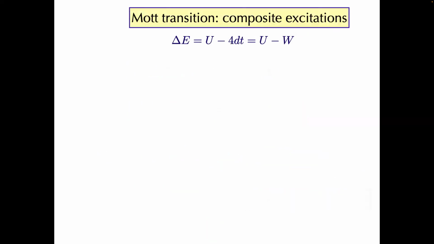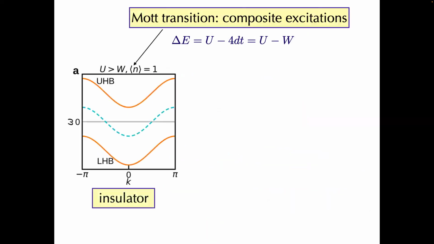Okay. So let's just look at this model. Here, this is the lower band. This is the upper band. And this is when they are well separated, U much bigger than W, you're half-filled. This line right here is the surface of zeros, the Luttinger surface. Okay, and this is an insulator.